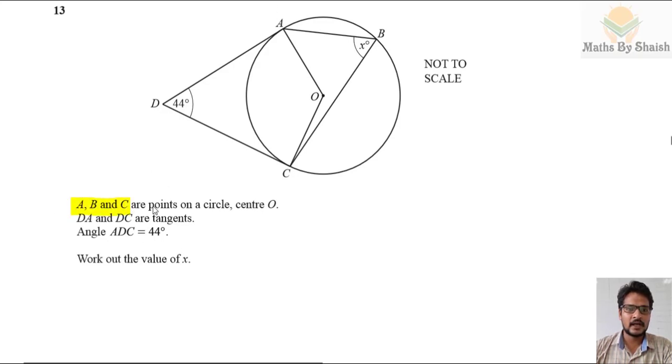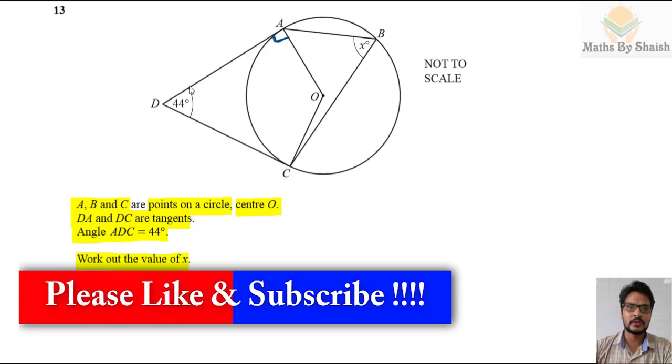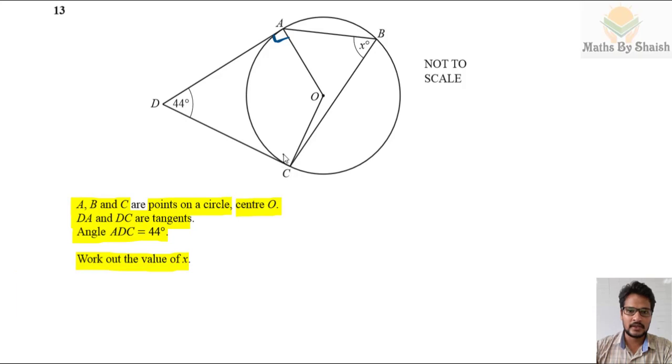A, B, C are points on a circle, center O. DA, DC are tangents. Angle ADC is 44 degrees. Work out the value of X. So if O is the center, then angle OAD would be 90 degrees because the angle between a radius and a tangent at the contact point is 90 degrees. This is also going to be 90 degrees.